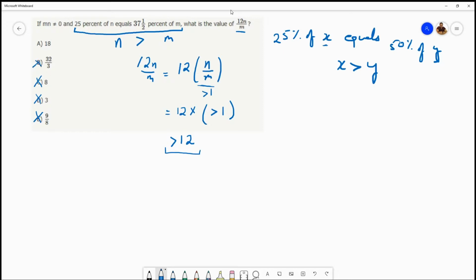Gone also. I've been able to get rid of 4 answer choices. I'm left with only 1. That must be the correct answer. So I could solve this question actually without any calculation, just by understanding that a smaller percent of n is equal to a larger percent of m, and that means that n would be more than m, which tells me that 12 times n by m would be more than 12.